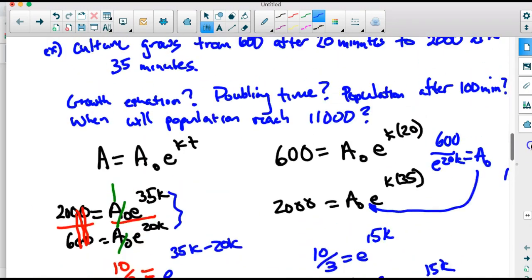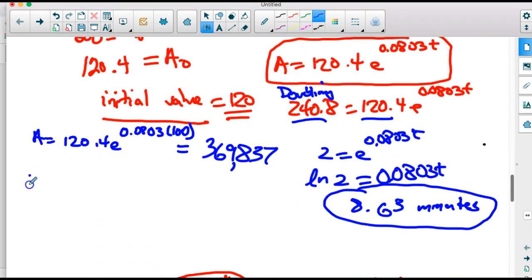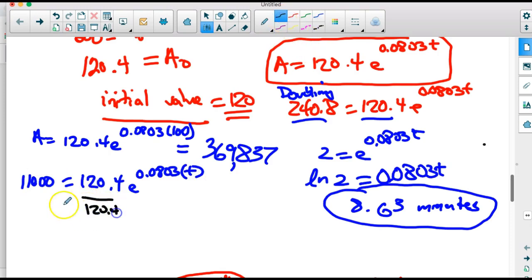Now, when does it reach 11,000? That would be solving the equation in the reverse fashion. So we put 11,000 equals 120.4 e to the 0.0803 times t, and we find out what the answer is. So we're going to divide that by 120.4, and then we get 91.36, rounded to 2 decimal places.